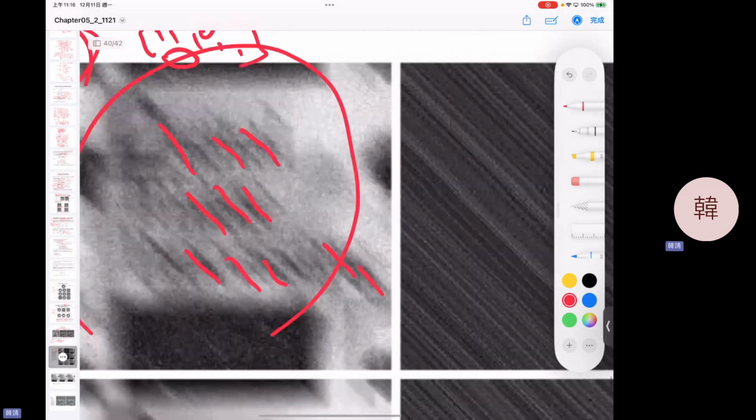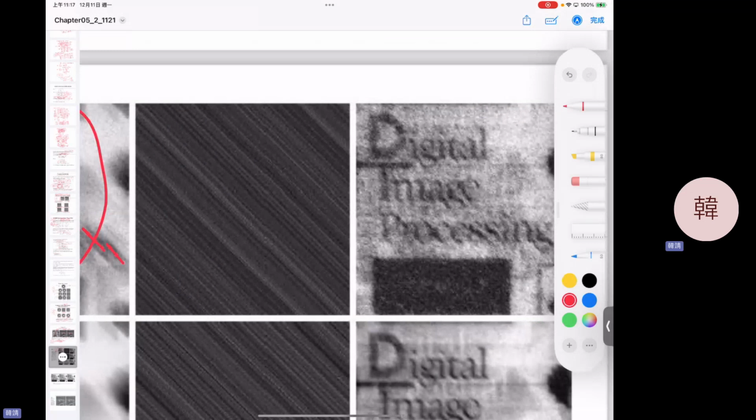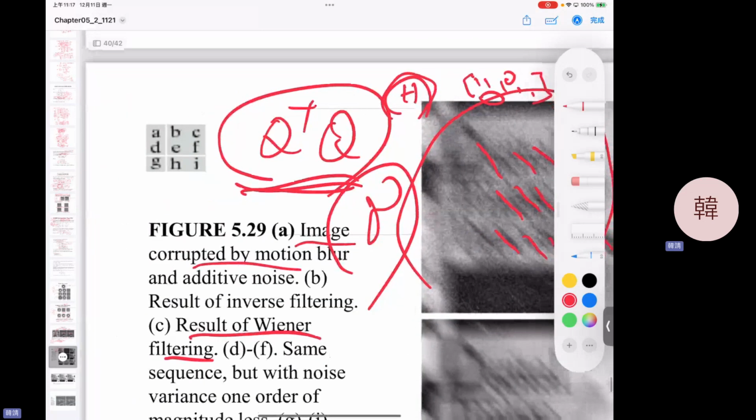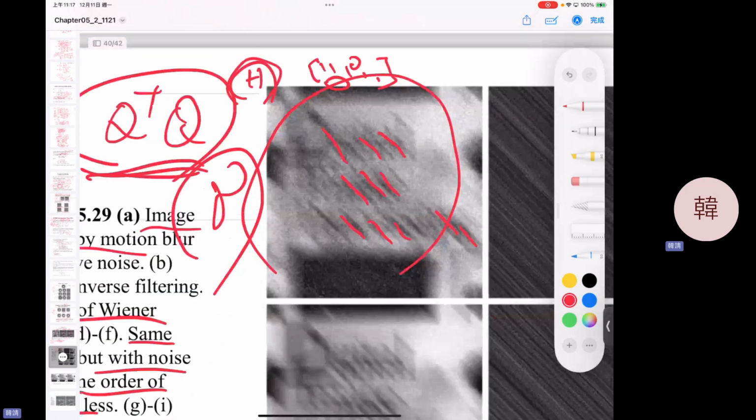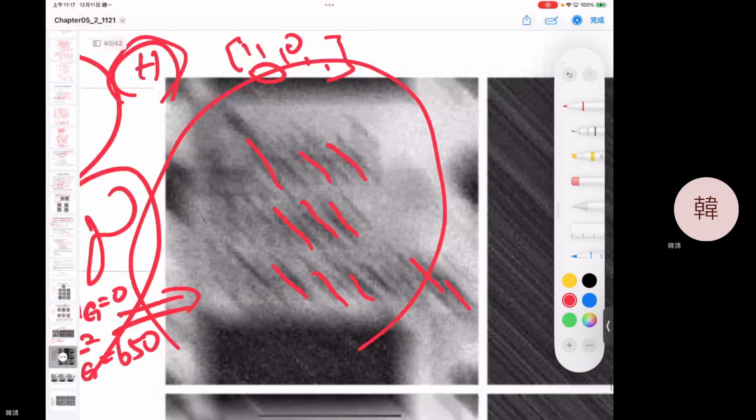And compared to our original one, this one is better, right? And you can see digital image processing. Okay, yeah. But anyway, it's not good as well. So how can we do? D to F, the same sequence, but with noise variance one order of magnitude less. And let me see. Okay, the Gaussian noise condition: the mean of the Gaussian noise is 0, and sigma of the Gaussian noise is 650. Okay, in this example, motion blur and additive Gaussian noise.